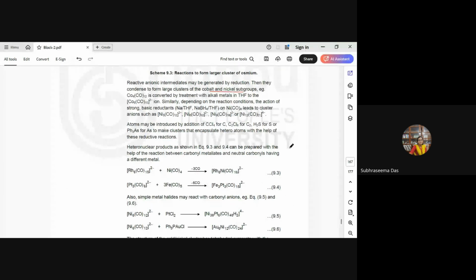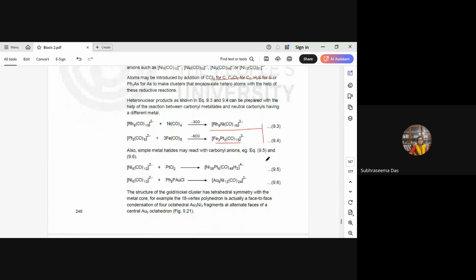Atoms may be introduced by addition of CCl4 or C2Cl6 to produce the required cluster. Heteronuclear products, as shown here in 9.4 and equation 9.3, may be prepared with the help of a reaction between carbonyl metalates and neutral carbonyls having a different metal. This is Rh(CO)15 plus Ni(CO)4. They form this product. Platinum forms this type of product.